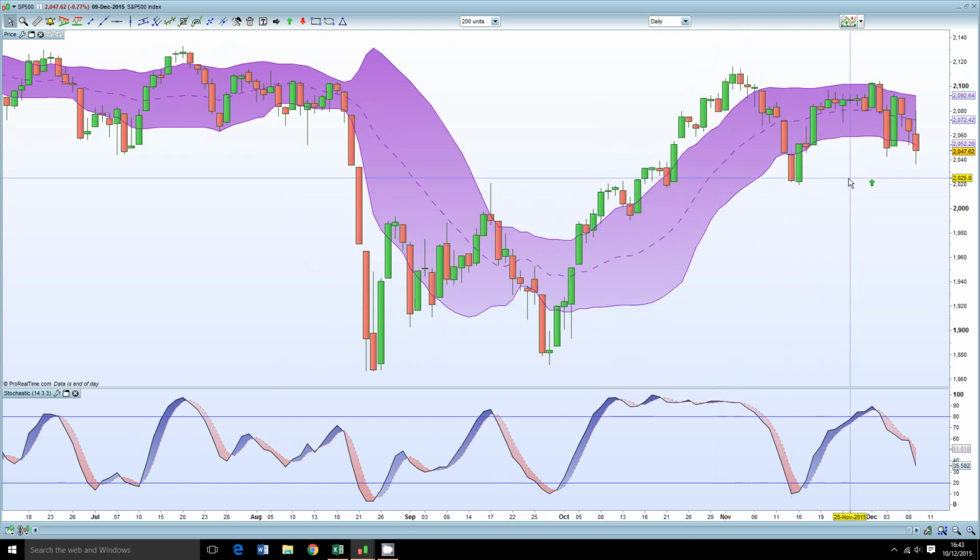Now again, I'm going to use it in the same way. In this case I'm going to use a price close below the lower band to open a trade, and then a subsequent close above the upper band to close that trade.